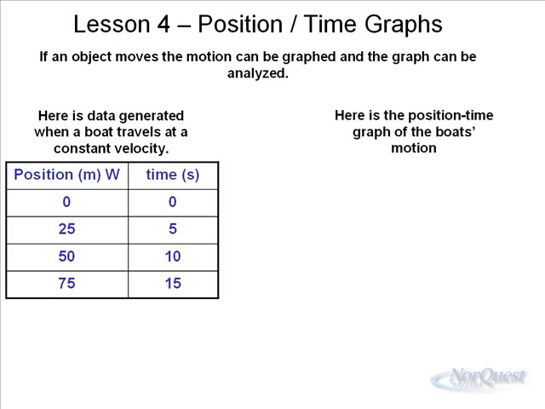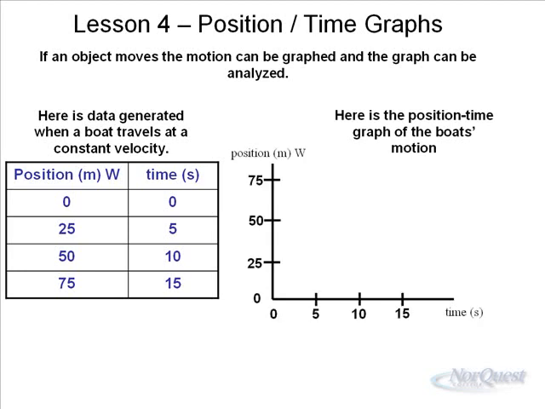And here's a position time graph of the boat's motion. We need an x and a y axis. On the x-axis, we put time. Time is, in this case, the manipulated variable. And of course, on the y-axis, we put the position. The position is the responding variable. And we can see that after 5 seconds, 25 meters, 10 seconds, 50, and so on.